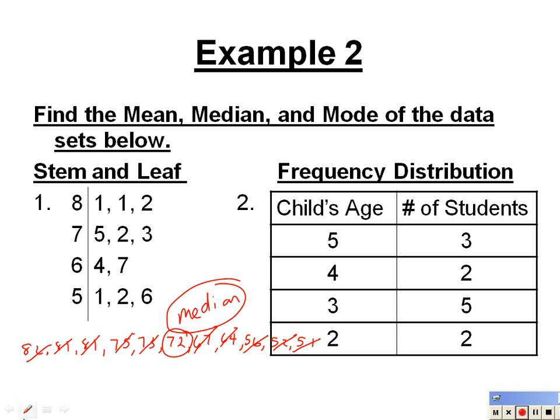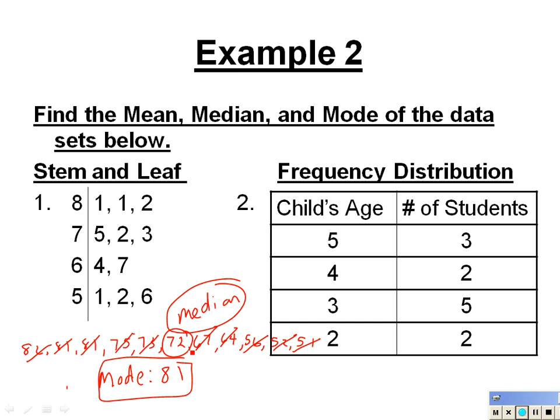Finally, we need to find the mode. Now that's the number that occurs most often. In a stem and leaf plot, this is really easy to see. You just look for the number that's repeated most in a row. As you can see, there's 2 81s. Nowhere is any other number repeated. So the only number that's repeated is 81. So 81 is the mode. That's the number that occurs most often.